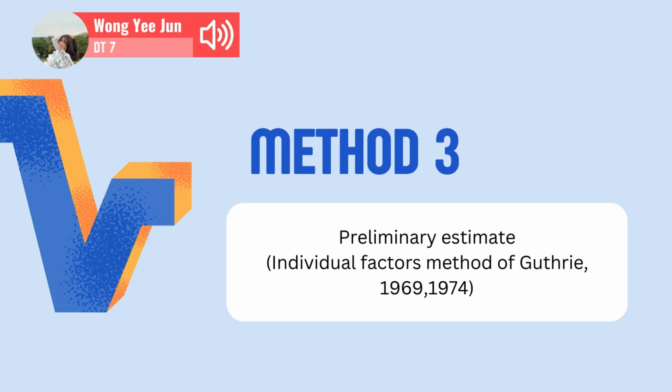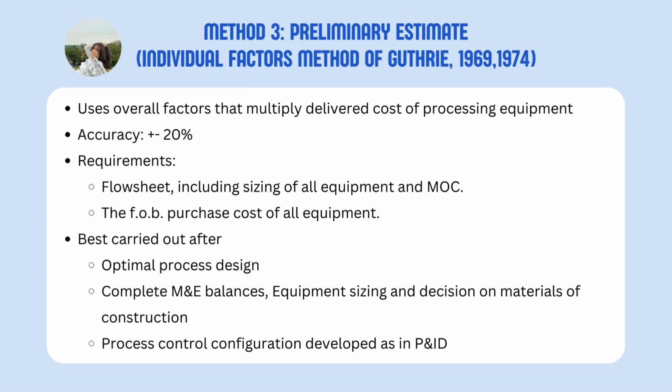So method 3 is the last method that we're going to learn today. Method 3 is the preliminary estimate, also known as the Guthrie method. This also uses the overall factors that multiply the delivered cost of processing equipment. The accuracy is better than the two methods before, that is, it has about 20% error.